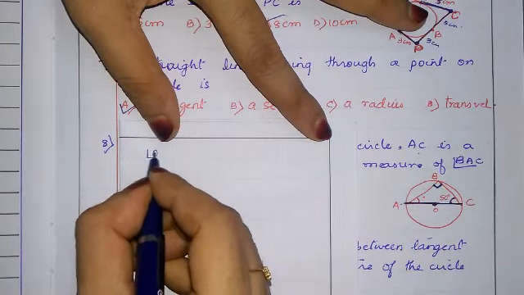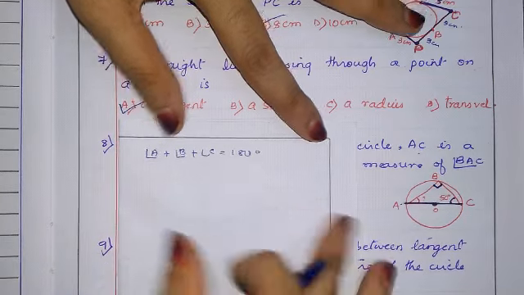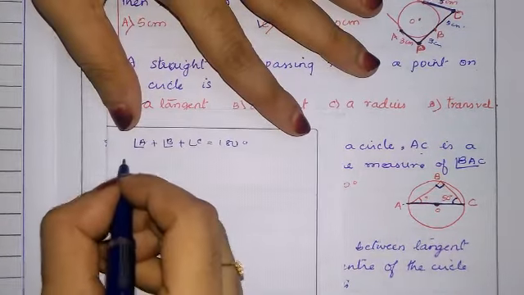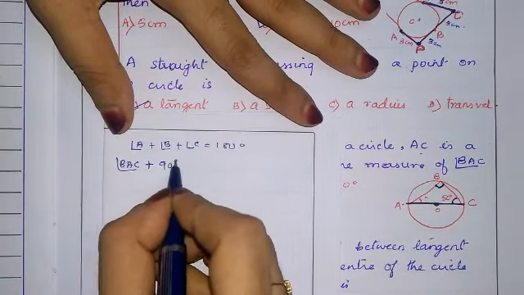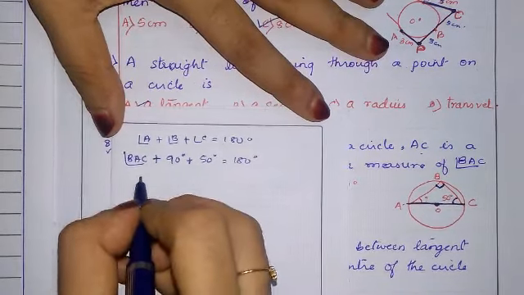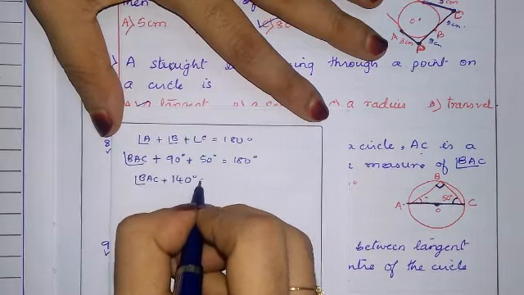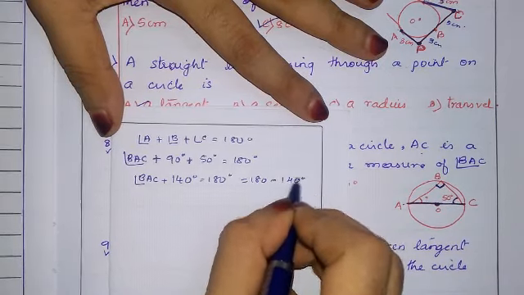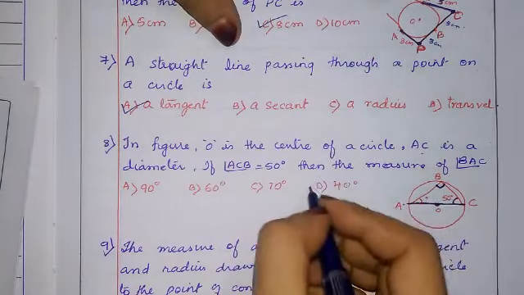A plus B plus C equals 180 degree. So BAC plus 90 degree plus 50 degree given equals 180 degree. BAC plus 90 plus 50, which is 140 degree, equals 180 degree. 180 degree minus 140 is 40 degree. So the answer is D, 40 degree.